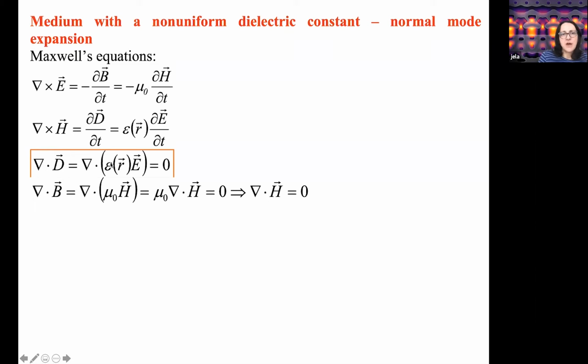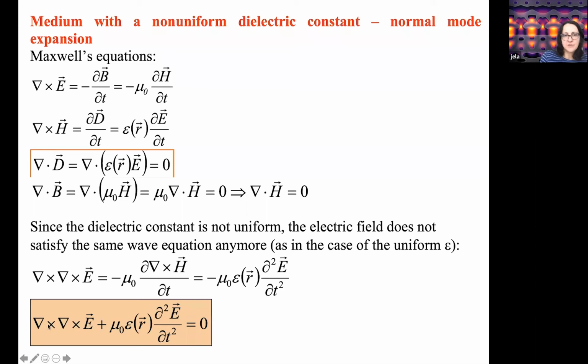But now, instead of having divergence of E equal to 0, as would be the case when epsilon is uniform, we can only write the divergence of D is 0, and D is epsilon E, right? Because of this, you cannot really write the wave equation using the Laplacian, because you cannot cancel gradient of divergence of E minus Laplacian E when you expand curl of curl of E. You have to keep it in this form, because the divergence of E is not 0, which means that you cannot simplify curl of curl of E with the Laplacian. Does that make sense?